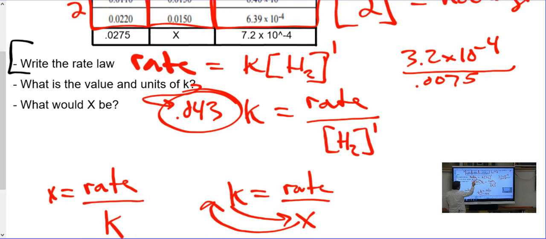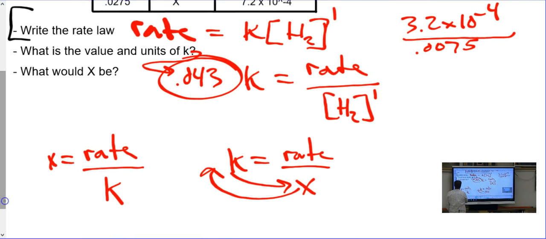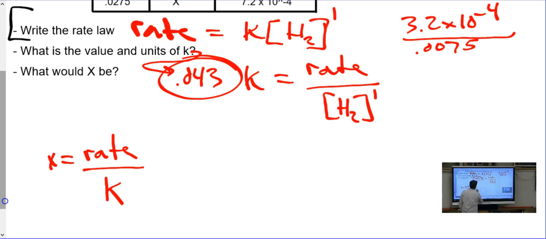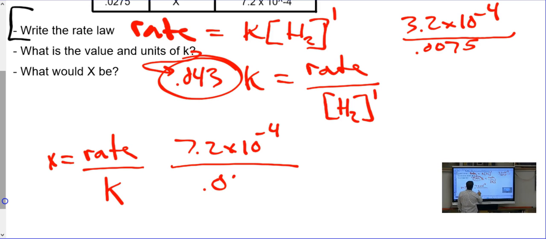Your rate was 7.2 times 10 to the negative 4th. And K was 0.043. Is that right? And you divide that and you get some number that I don't remember. You have it right there? 0.017.